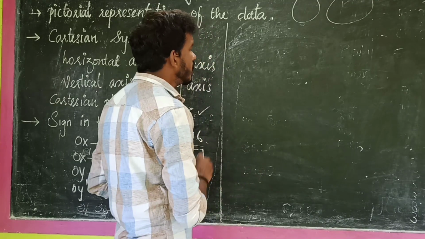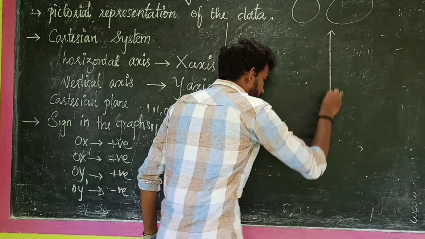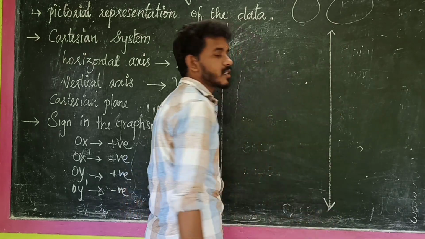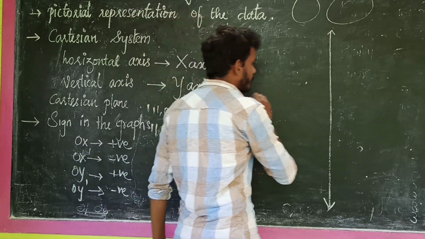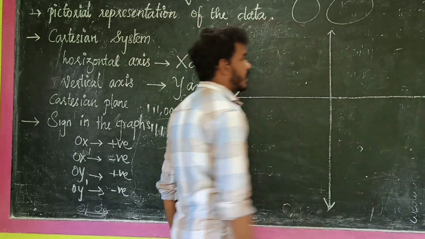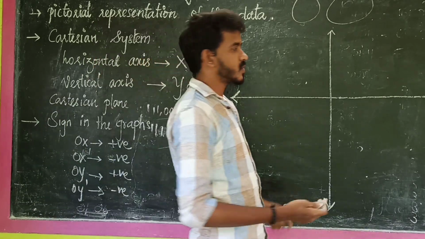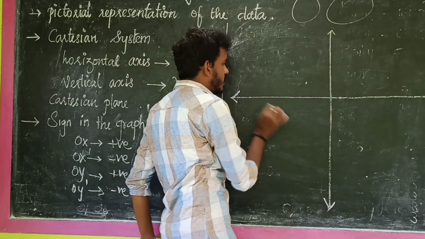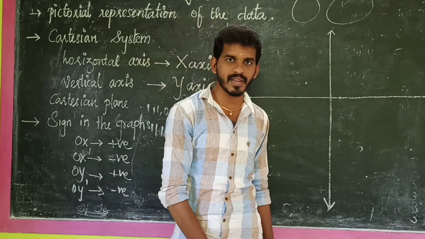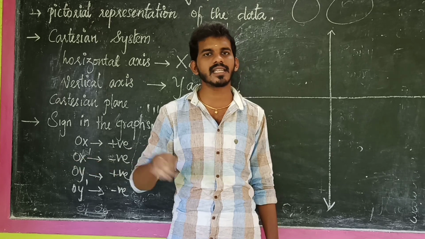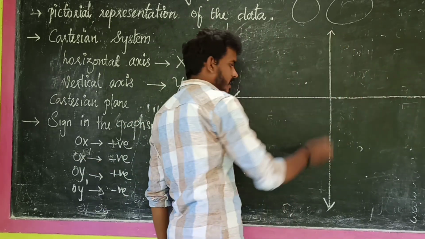Now look at the board. You have seen how a graph sheet looks. We can split the graph sheet into two parts, equal on the upper and lower side. One is vertical and one is horizontal. If you look at the pair, one is vertical and the other is horizontal.